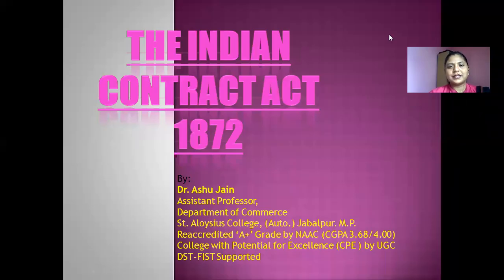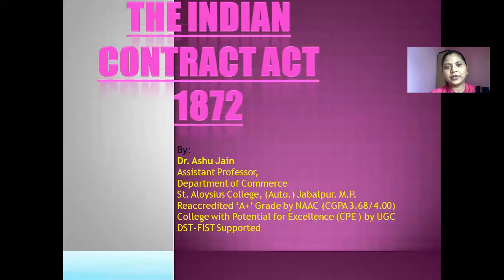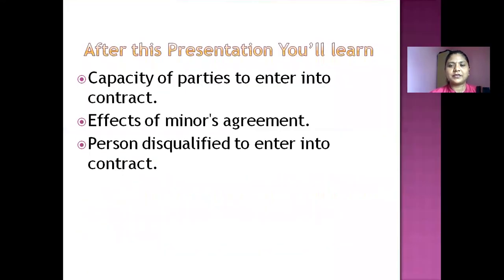Hello students. After offer and acceptance and consideration, today we are going to learn about the capacity of parties to contract. It is again a very important aspect of the Indian Contract Act 1872. It is very important for us to know that there is a capacity of the parties to make a contract. If the parties do not have the capacity, they cannot enter into any contract. So let's begin with Chapter 4, Capacity of Parties to Contract.